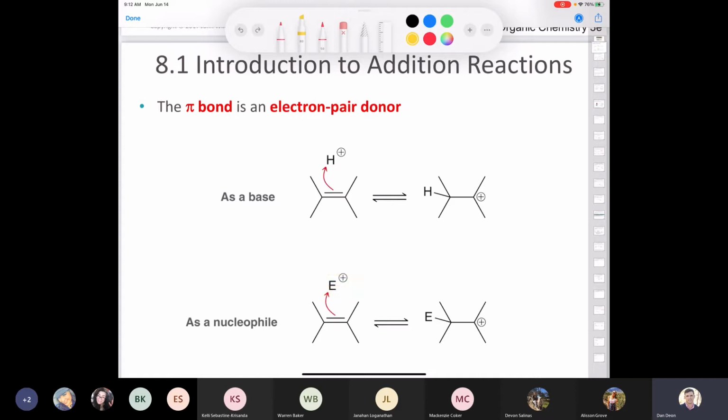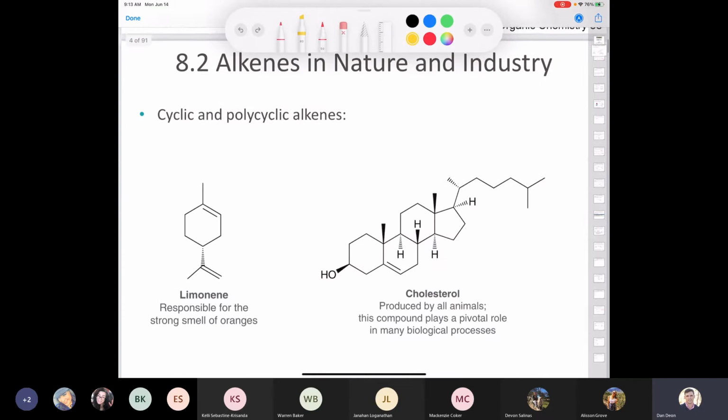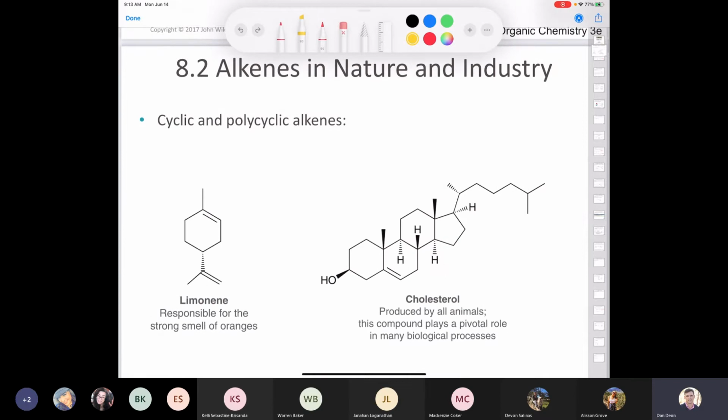Okay, so again, the pi bond is an electron pair donor that can behave as a base or a nucleophile depending on the situation. Well, what about alkenes in nature? We learned how to name alkenes, and we're going to look at how to use alkenes as substrates for all kinds of different reactions.